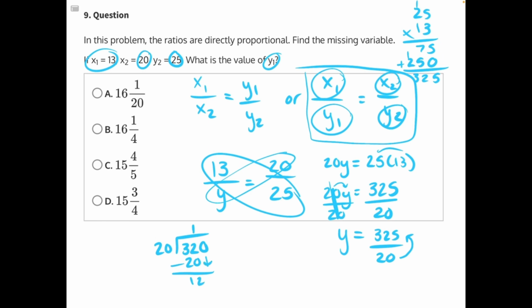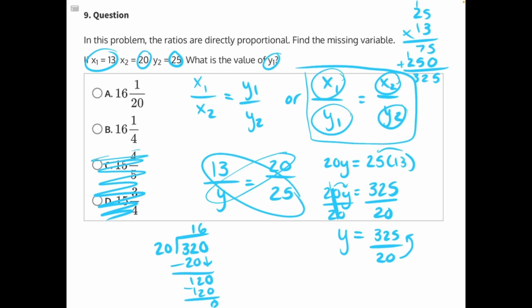12 left over, bring down the 0. 20 goes into 120 6 times, because 2 times 6 would give us 12, and then we'd add our zeros. And that goes in evenly with no remainder. So we know our whole number needs to be 16, and we can eliminate answer choice C and D because of that.